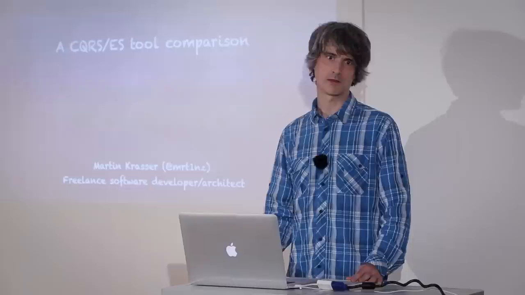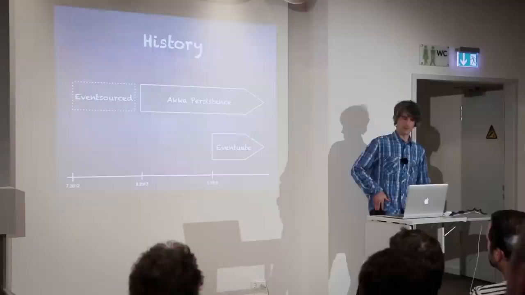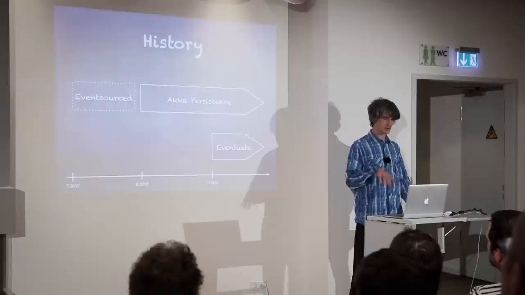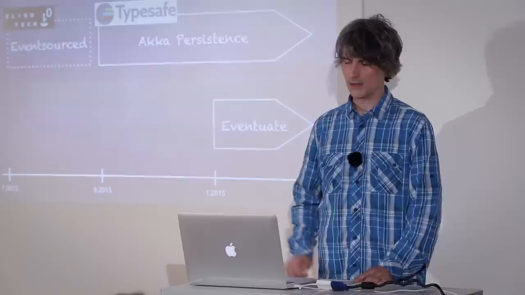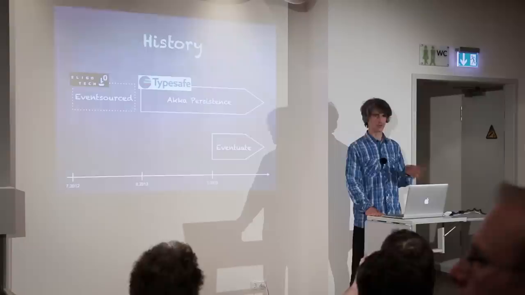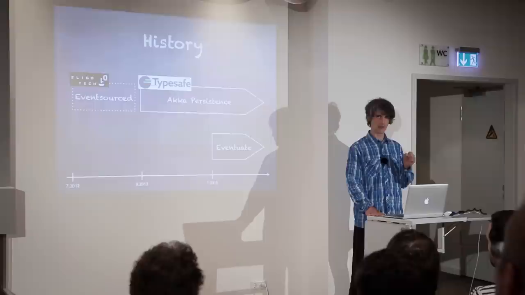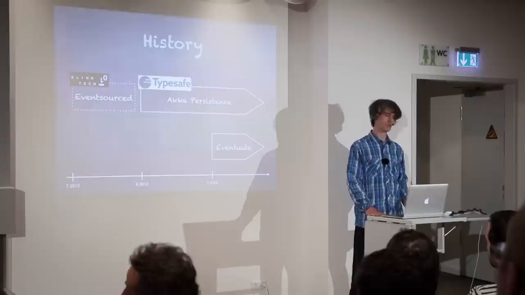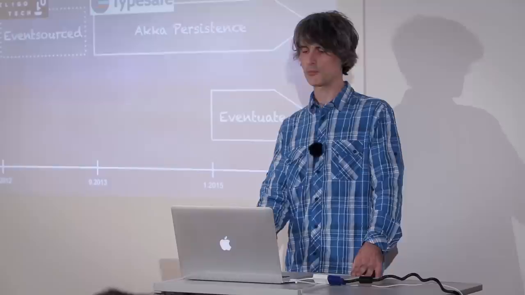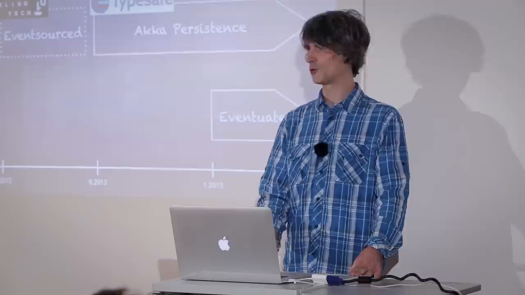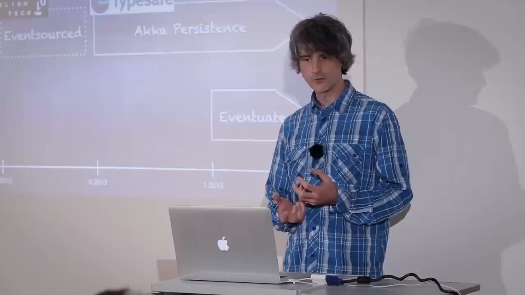Okay, a few words about the history. Akka Persistence emerged from an early predecessor called Event Sourced. Event Sourced was developed by LegoTech. This was a library that had the main goal to persist actor state, primarily via command sourcing. And in 2013, we had a discussion with TypeSafe about how we can include Event Sourced into the Akka project. And from that point on, from summer 2013, there was a complete rewrite of the Event Sourced library, and the result was Akka Persistence.